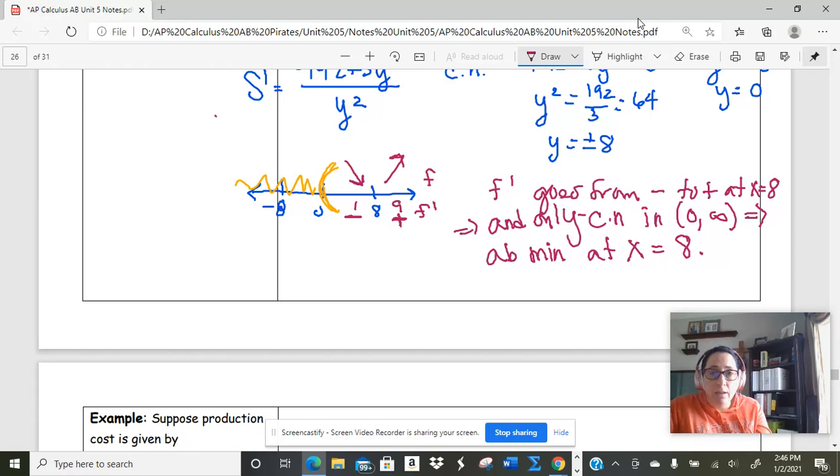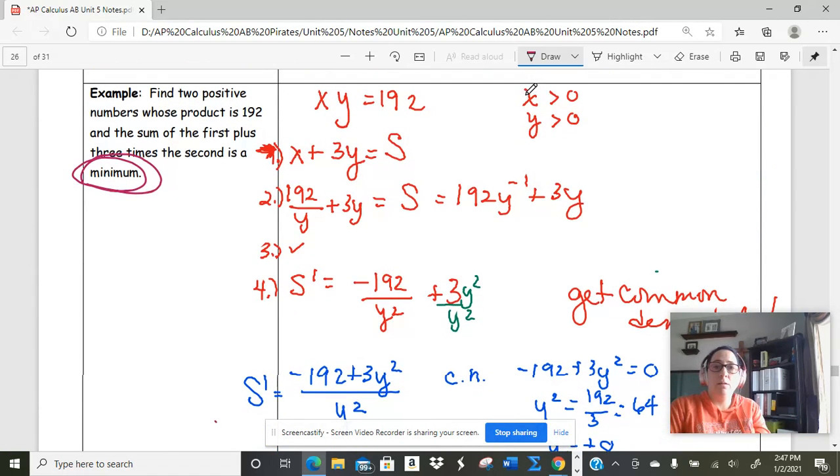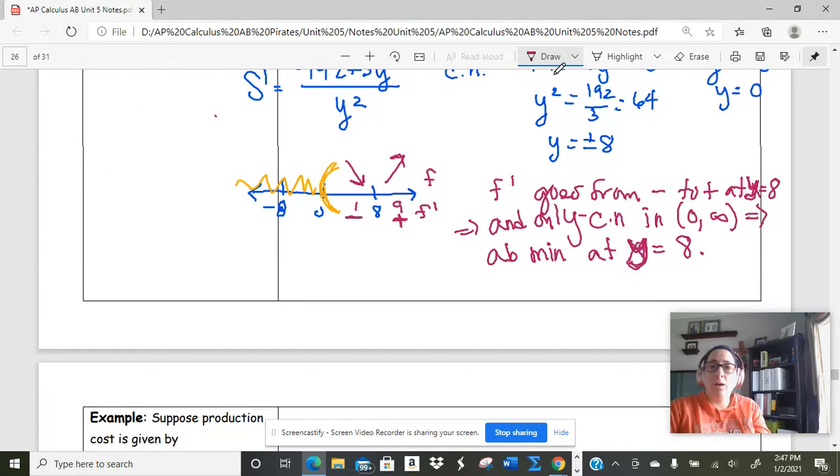Oh, I put X's, but we were doing Y's. I'm so sorry. Those are Y's. Okay, so that was my Y. So now I can go plug in what X was. Remember when we plugged in, X was 192 over Y. And that is 24.